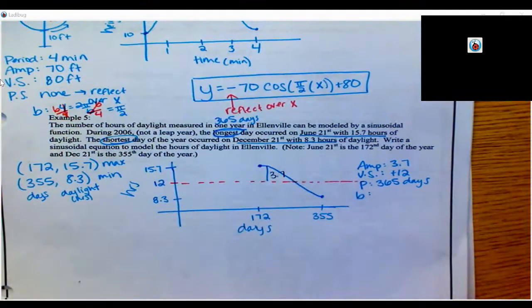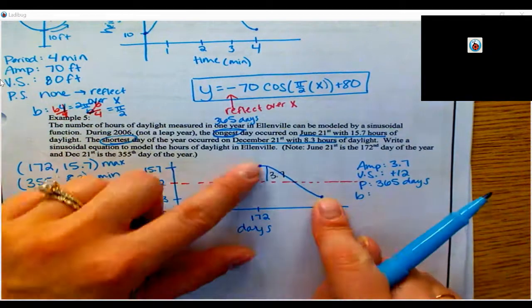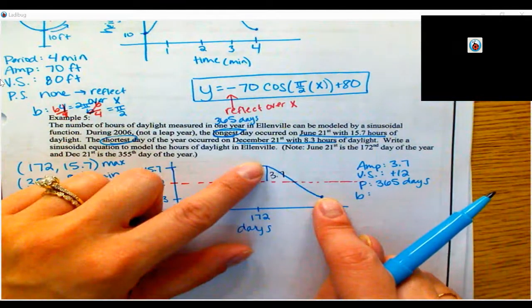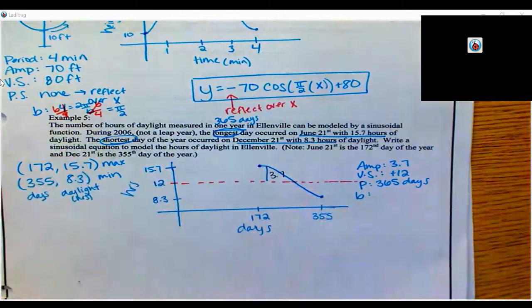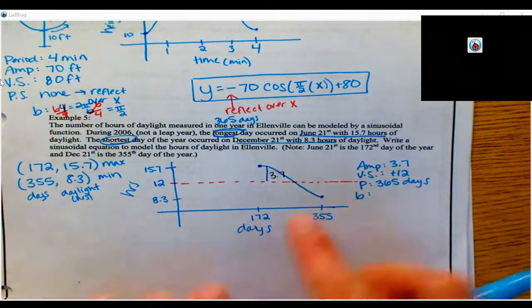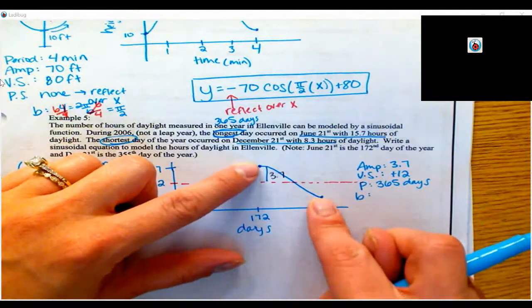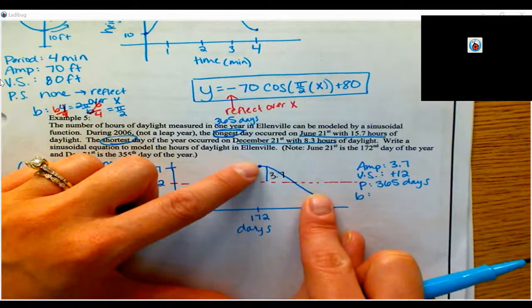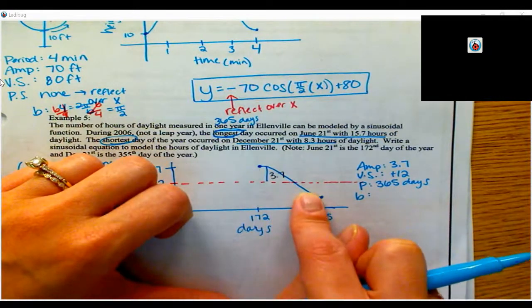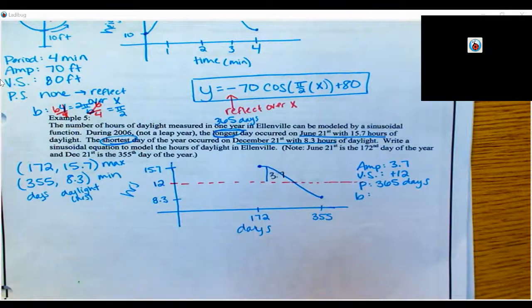This is only half of your period, from here to here. Is this one full rotation? No. If you take 355 minus 172, you get 183, which is half of 365 essentially, because it's an odd number of days. So from here to here is only half of your period, and you can look at it as half of 365, or you can think about it as half of your cosine curve. That's how I look at it. So your period is 365.